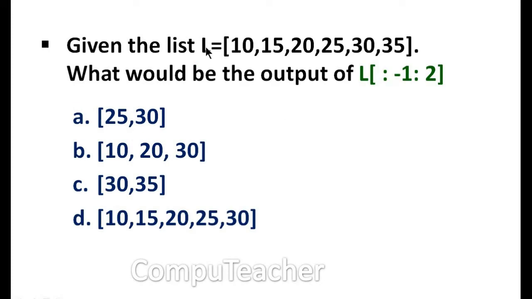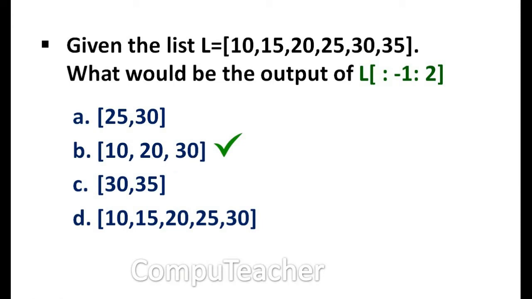Next question. Same list. Find the output of L of colon minus 1 colon 2. What is the start value here? It is 0, the default value. Then the stop value is minus 1. The skip value is 2. What is the output? It is 10, 20, 30.